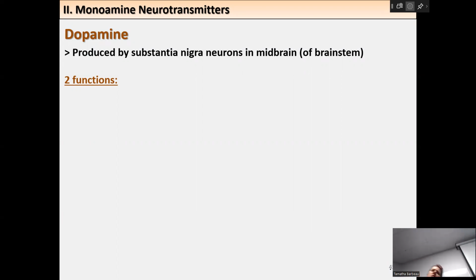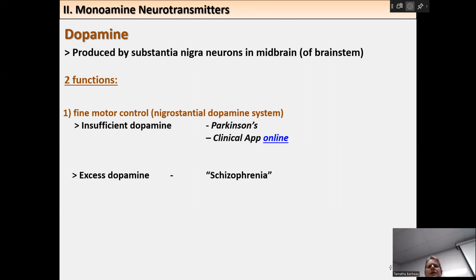So for dopamine, I'm giving you two functions. It has many functions, but I'll give you two. Fine motor control, like we can contract our arms. I'm contracting my biceps, but that looks pretty ragged, doesn't it? To do the fine motor control, you need dopamine. Fine motor control is called the nigrostriatal dopamine system. That's just what it's called. Fine motor control, just like what I did. If you have low dopamine, insufficient, it's associated with Parkinson's disease.